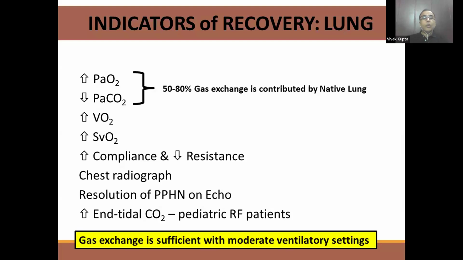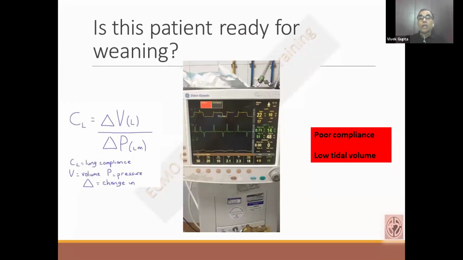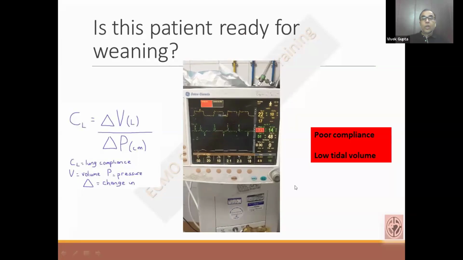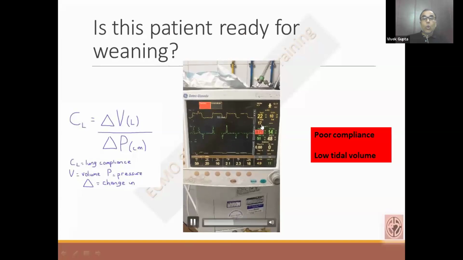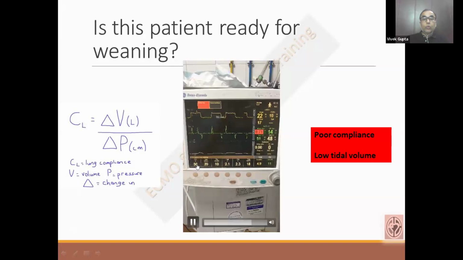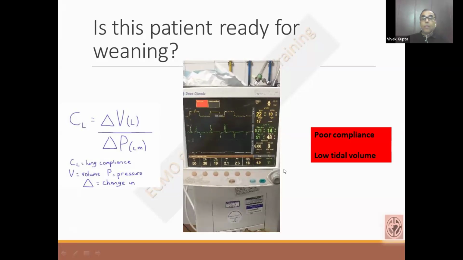So as I said, the indicators are that CO2 clearance has started improving, compliance has improved, resistance has come down, and there is an increase in the end tidal carbon dioxide, especially in the pediatric patient. So when the gas exchange is sufficient with a moderate ventilatory setting, this patient is ready for weaning. Let's see this patient, and it's a very common scenario: the tidal volume is just 51 ml with ventilatory settings of FiO2 of 0.5 with a PEEP of 10. This shows very poor compliance and the lung is generating a very small tidal volume. So in this situation, this patient is not ready for weaning.